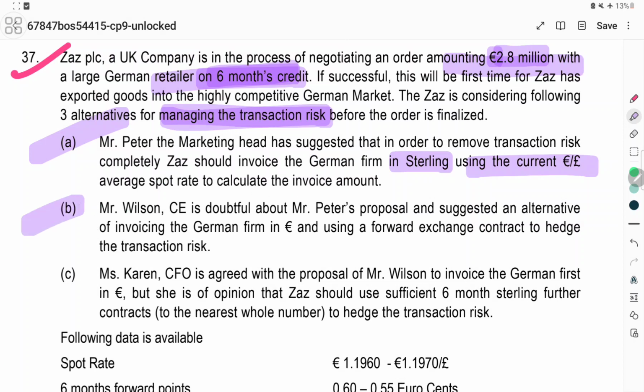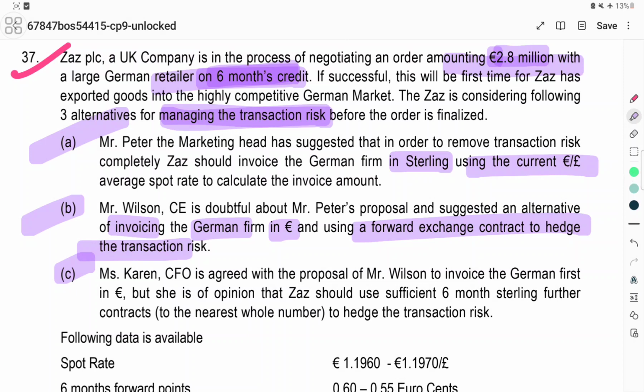Mr. Wilson says he's doubtful about Peter's proposal and suggested an alternative. So what Wilson is saying is that it is better that we continue to invoice the German firm in their currency, that is euro, and then we will have a risk, but we'll hedge the risk using the forward contract. Forward exchange contract to hedge the transaction risk, and we are still invoicing the German firm in euro. So that is what Mr. Wilson thinks is proper.